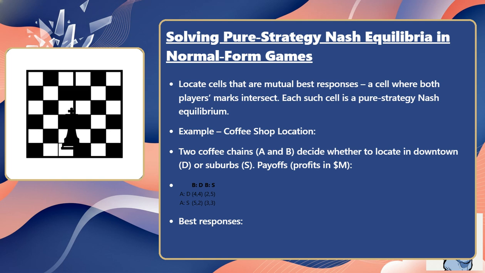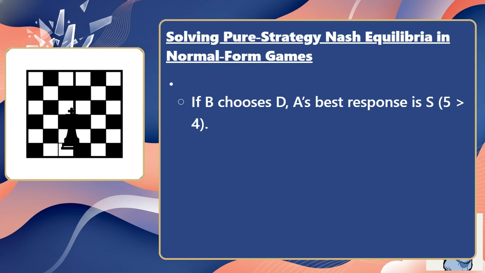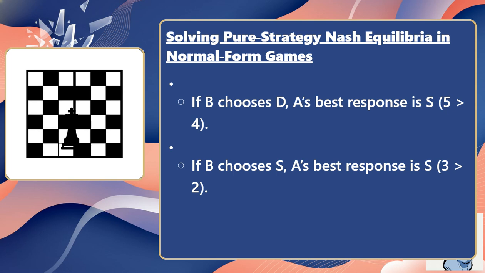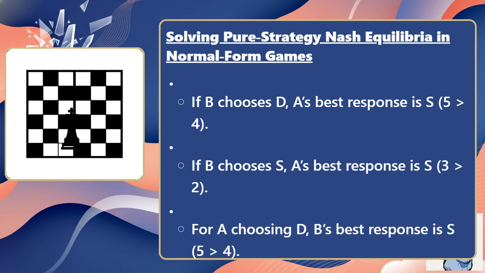Best responses: If B chooses D, A's best response is S (5 greater than 4). If B chooses S, A's best response is S (3 greater than 2). For A choosing D, B's best response is S (5 greater than 4).